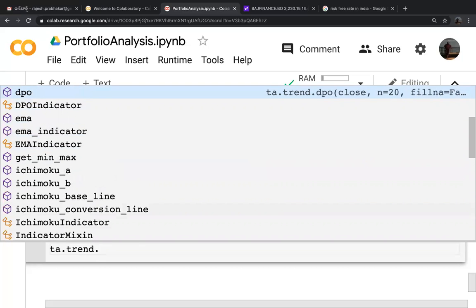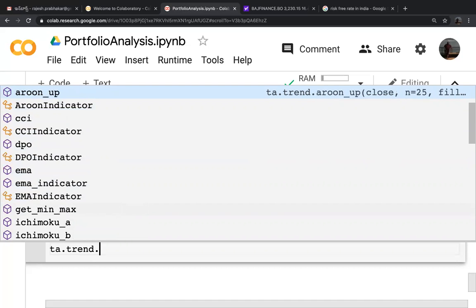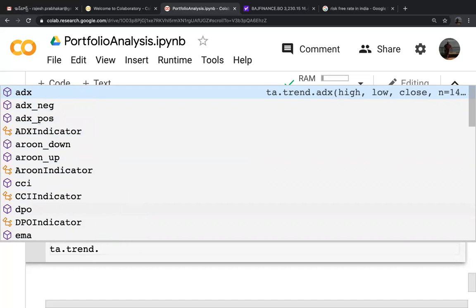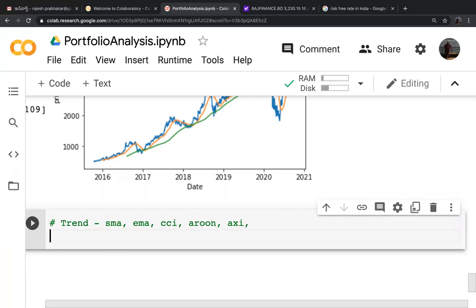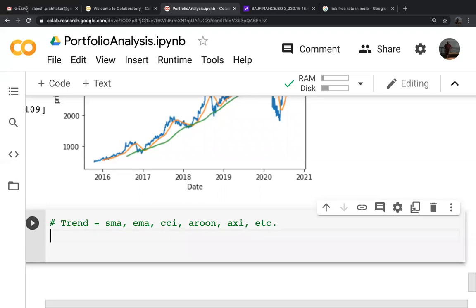EMA indicator, exponential moving average, DPO, CCI, Aroon indicator. See, you have a lot of them, ADX indicators. So when you look at different indicators, you have a lot of trend indicators: EMA, CCI, Aroon, ADX. These indicators will help you too, but we don't use them much in India. Then you have momentum indicators. Even MACD is a very good indicator, but we don't use it in India. But we have momentum indicators.